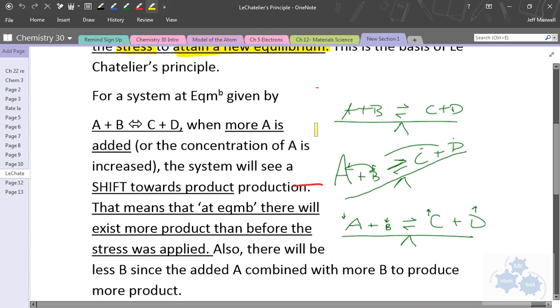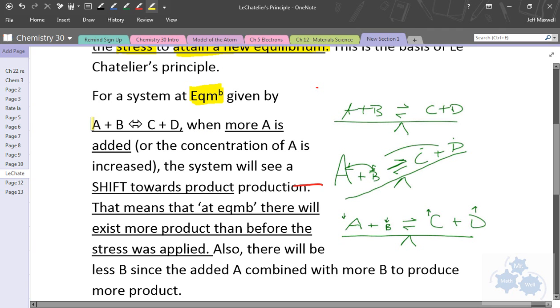So for a system at equilibrium, and just a side note here, an annotation note, okay, EQM with a little exponent of a B. Don't ask me where that came from. I learned that in university. I just express equilibrium that way. That's what my prof did, and so that's what I do. So when you see that, that's equilibrium. I'm not going to write out the whole word all the time.